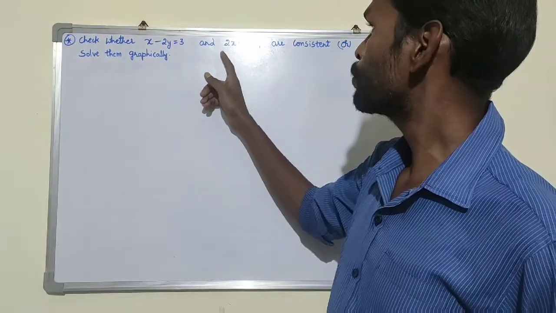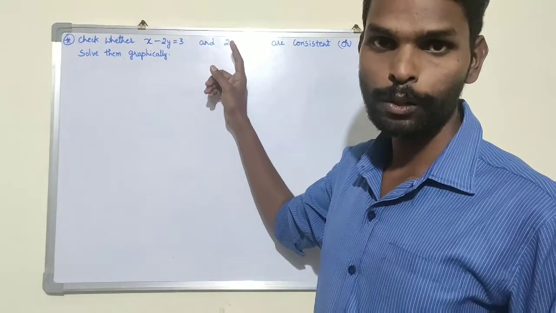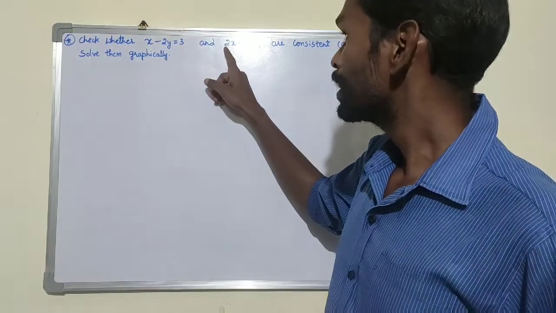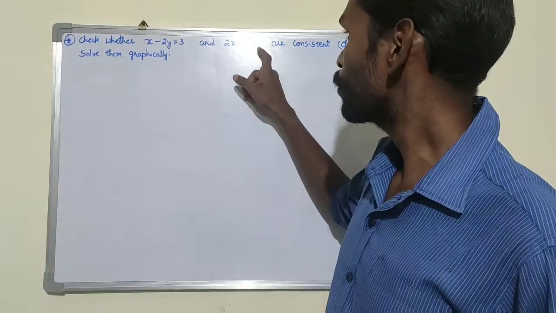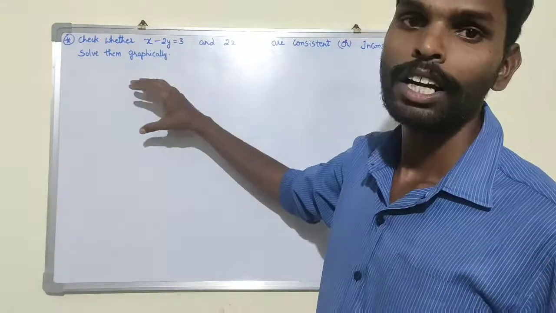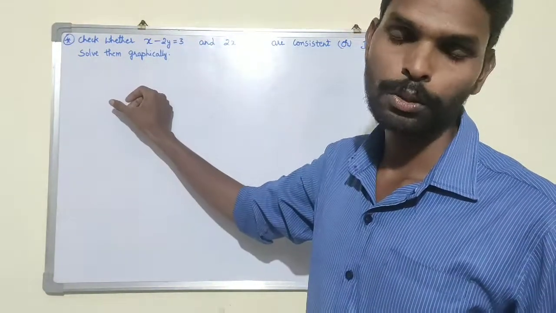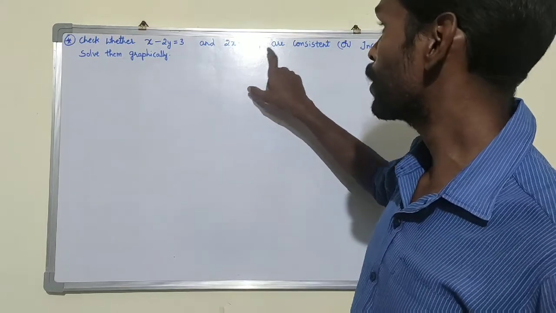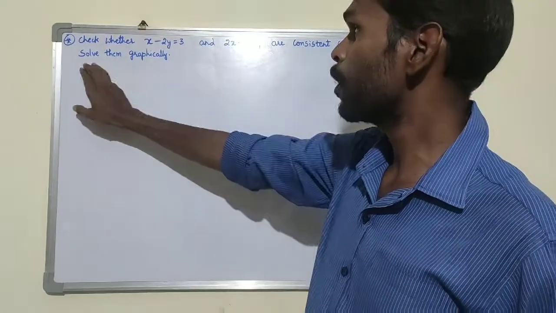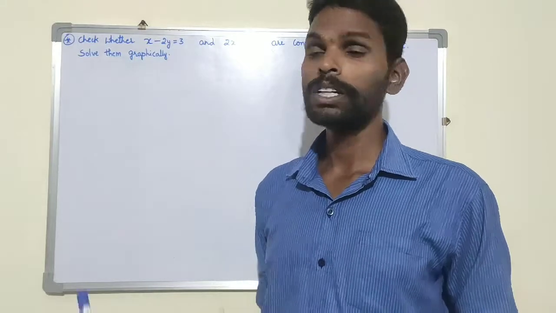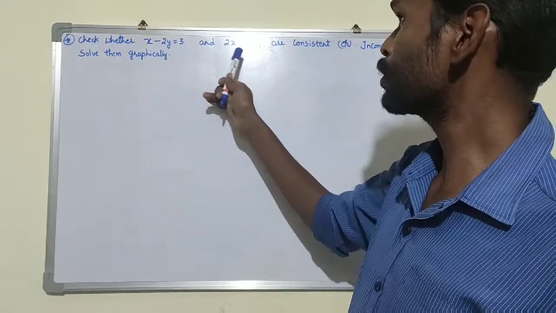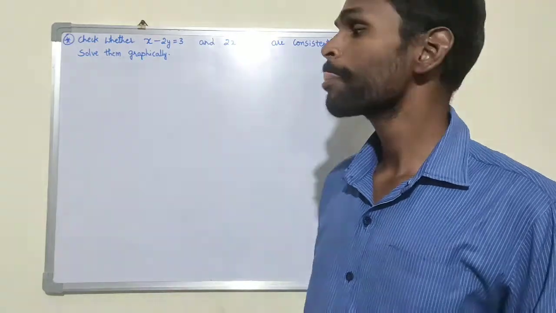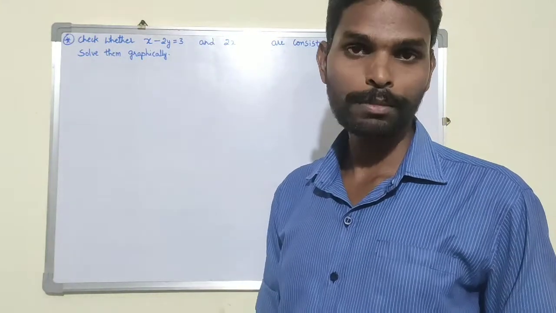See, this part of the board is not visible in the video because of the light effect. I'm reading the equation once again. This equation is 2x minus y equal to 4. While doing the solution, I'll write this equation again, so don't worry about that. 2x minus y equal to 4 are consistent or inconsistent. Solve them graphically. So he's asking to check whether these two equations are consistent or inconsistent, and also he's asking us to solve them graphically.